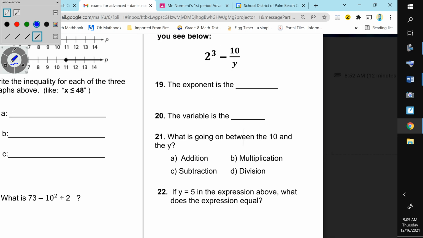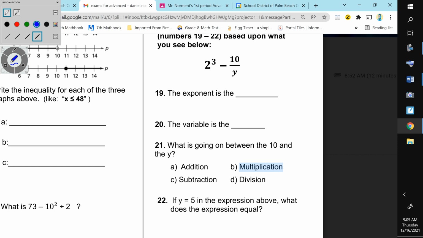Number 19. I'm not going to help you with that. You better know 19 and 20 by now, okay? You better know what the exponent is. You better know what the variable is. 21. What's going on when you're looking at a fraction? It's either addition, subtraction, multiplication, or division, and we've done it so much that you better not miss that one either.